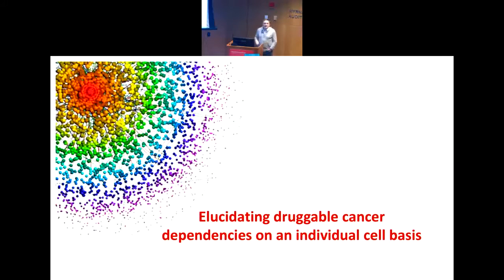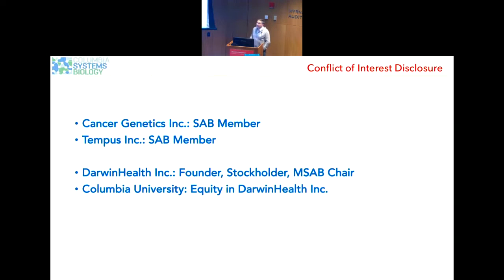All right. Is to get my conflict of interest out of the way. So some of the algorithms that we developed have been licensed to a company called Darwin Health. So you should take that into account. And Columbia also has an interest in it.